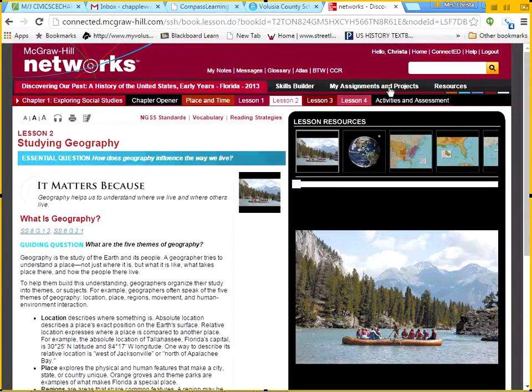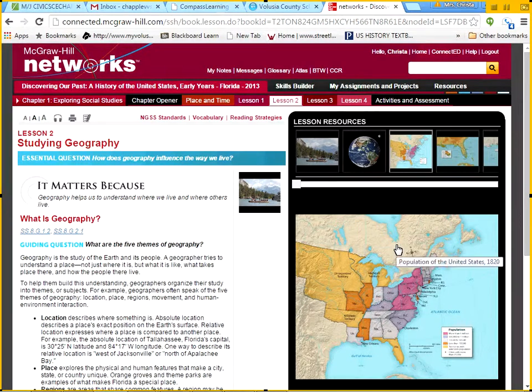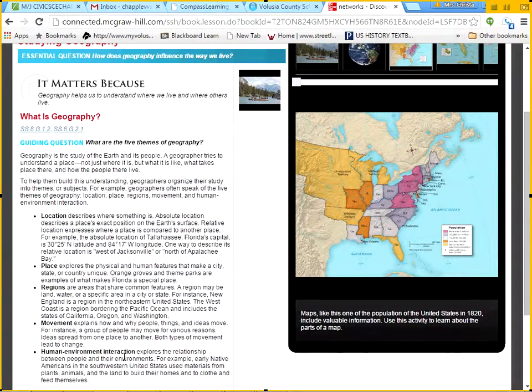Okay, so basically what we're going to go over is the map activity for lesson 1.2, and we're focusing on chapter 1, lesson 2, hence the lesson 1.2. In this you're learning more about geography. We're just going to review some things about maps. And one of the things we need to talk about are the 5 themes of geography. You've got location, place, regions, movement, and human environment interaction.